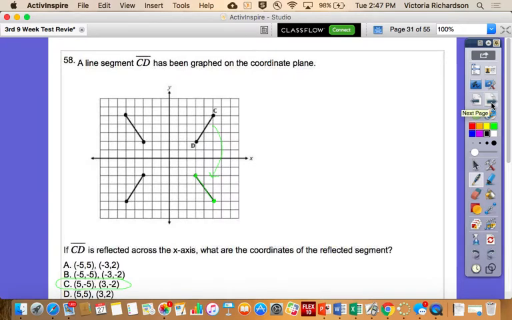58, a line segment CD, which is right here, has been graphed on the coordinate plane, and it says if it's reflected across the x-axis, what are the coordinates of the reflected segment? Anything in this quadrant is going to be positive, negative, and the only ordered pairs that are positive, negative are C, which are 5, negative 5, and 3, negative 2.